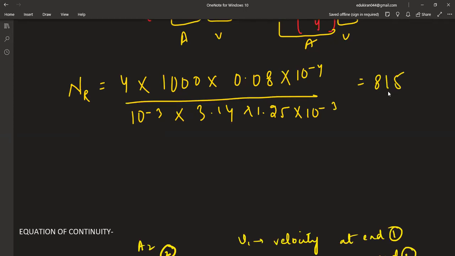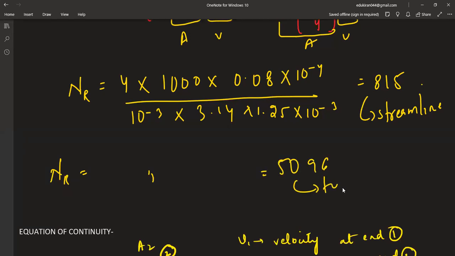Now see, when the Reynolds number is 815, that is less than 1000. This is a streamline flow. And if you calculate the same thing for the second one, it will come out to be 5096, which is a turbulent flow. This is how you calculate.